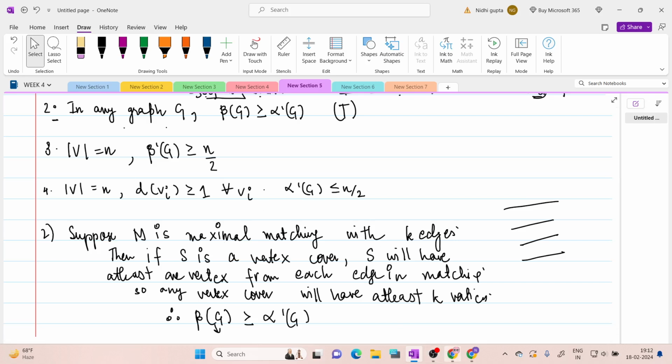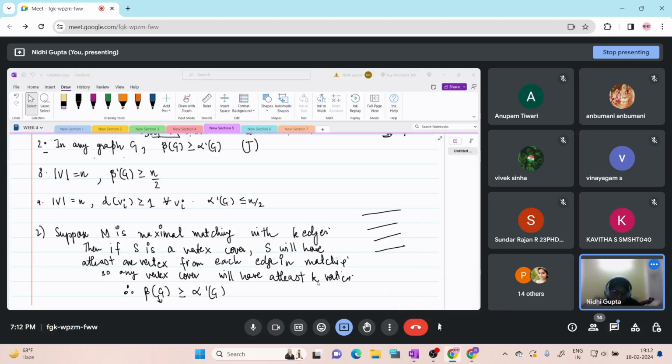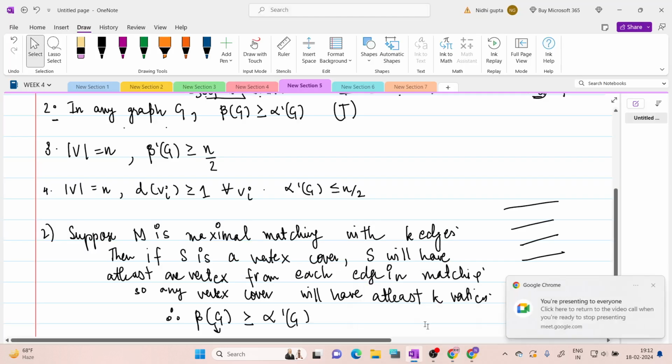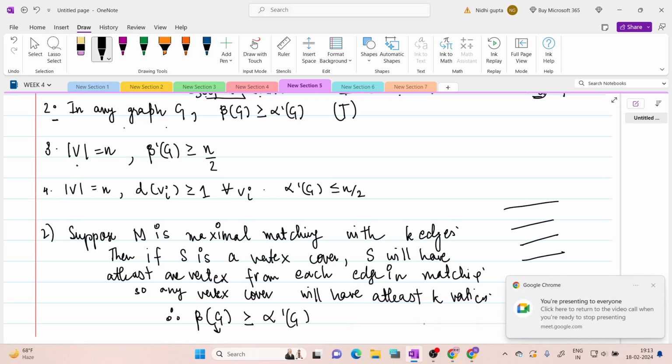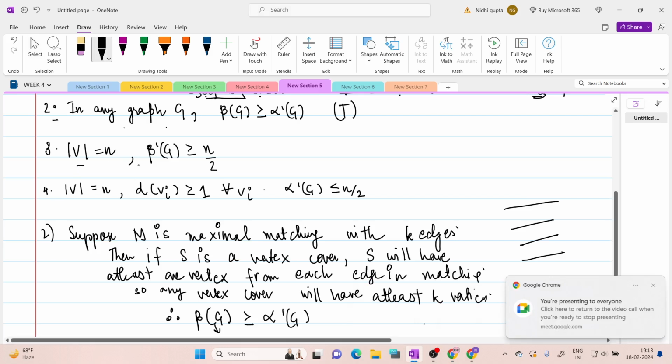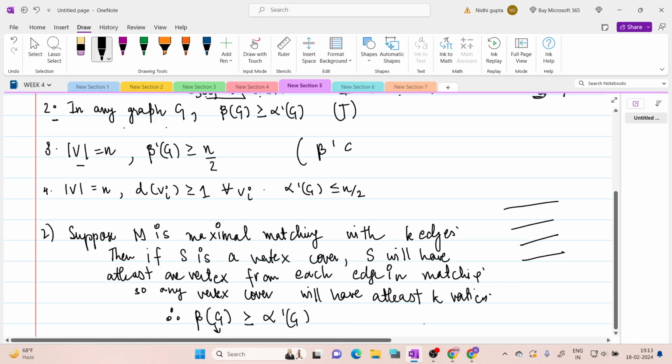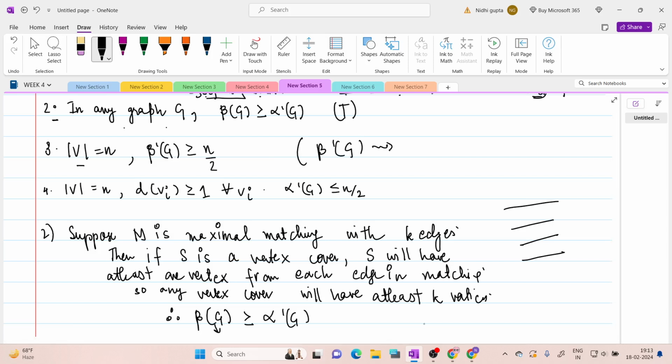Is it clear why 2 is true? Any doubts? Okay. If not, now what about 3? If the order of vertices is n, then beta dash G should be greater than or equal to n by 2. So beta dash G was the size of the minimum edge cover.